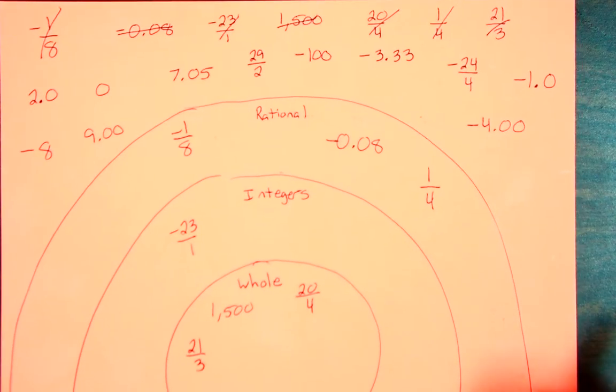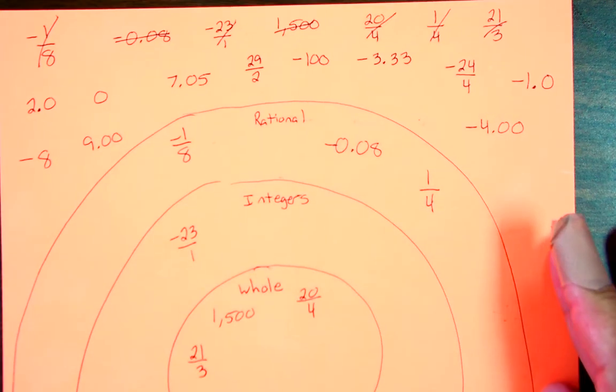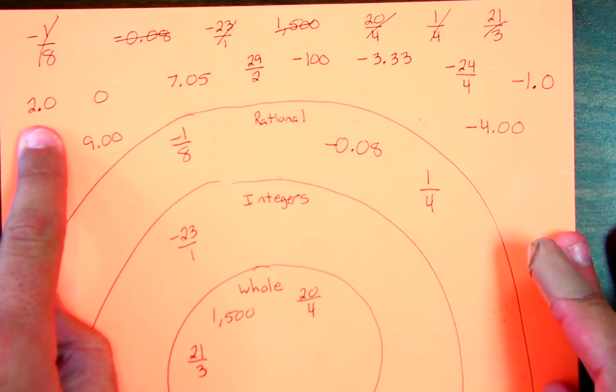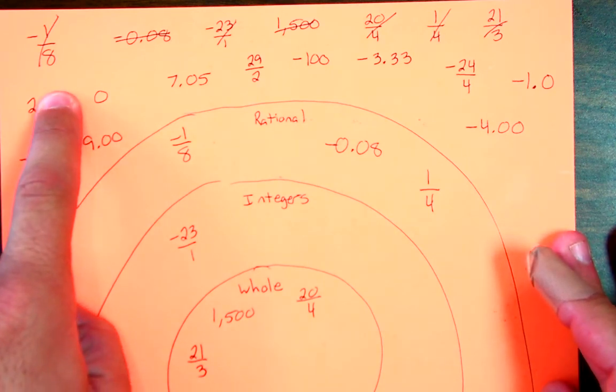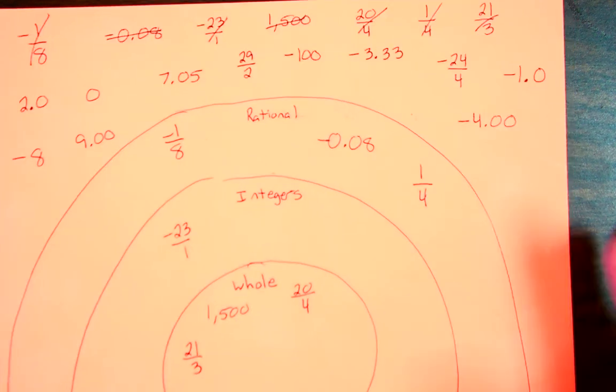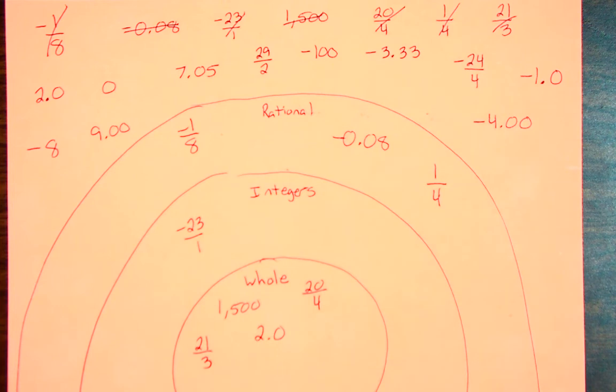2.0. Some are saying that's a decimal, so it's rational. That's not right. If you notice, it's just a 0 behind the decimal. Do I really need it? No. It's like the whole number 2. So 2.0 is a whole number. 0 is a whole number.